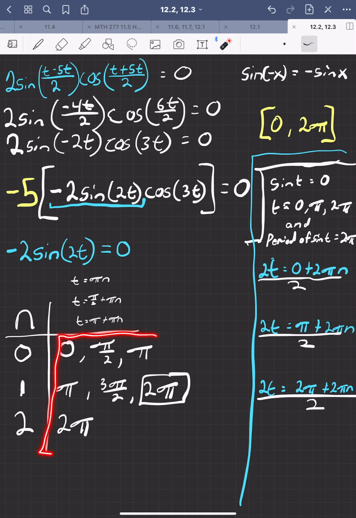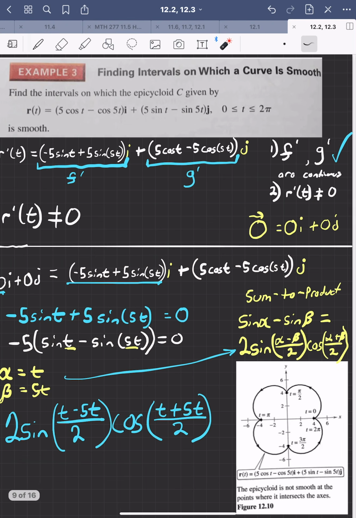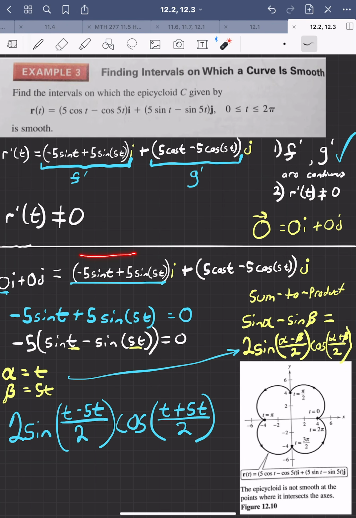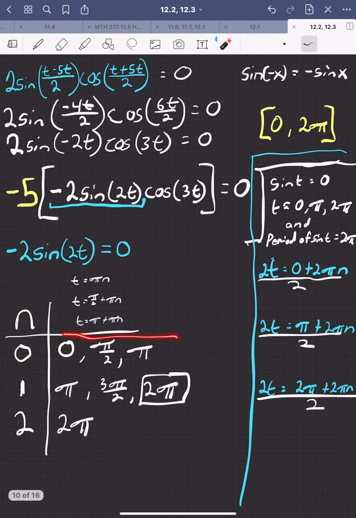So here it is. I found everything that I needed, everything that I was looking for. So let me clear some of my work, and now let's finally answer the question, because what I've done is I figured out what values of t would make this i component equal 0. Well, here they are. These are the values of t that would make the i component equal 0.